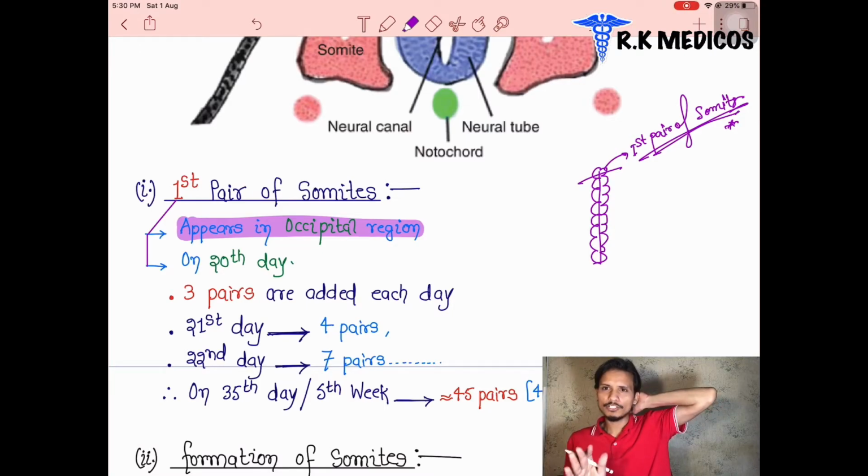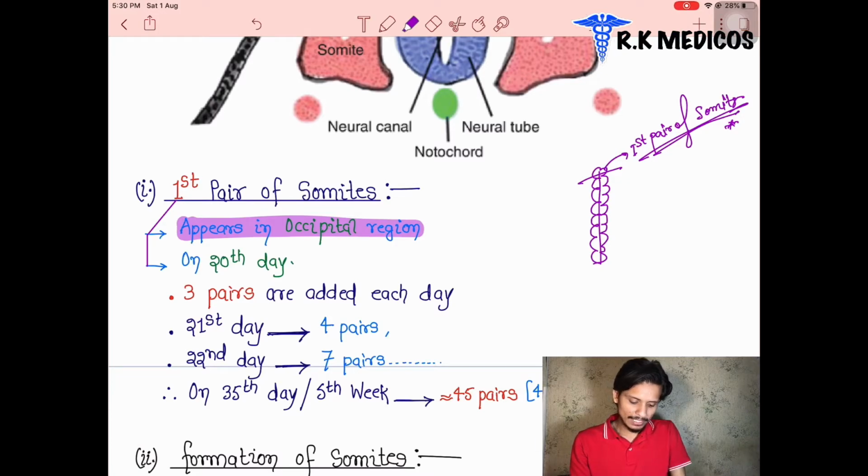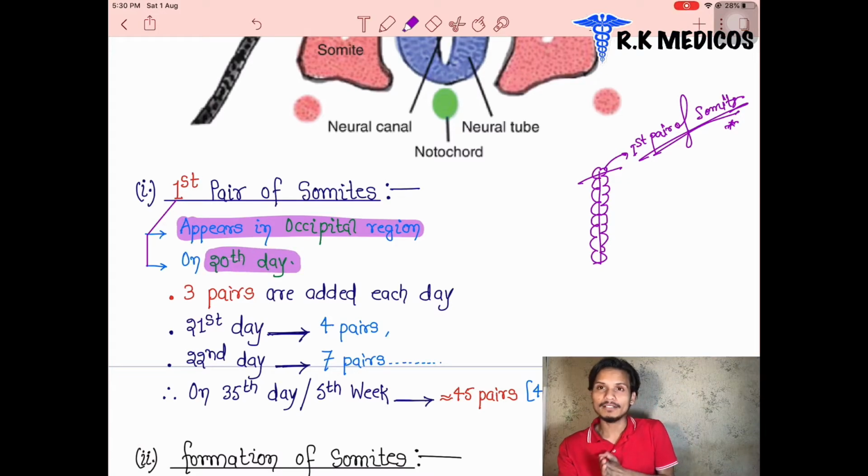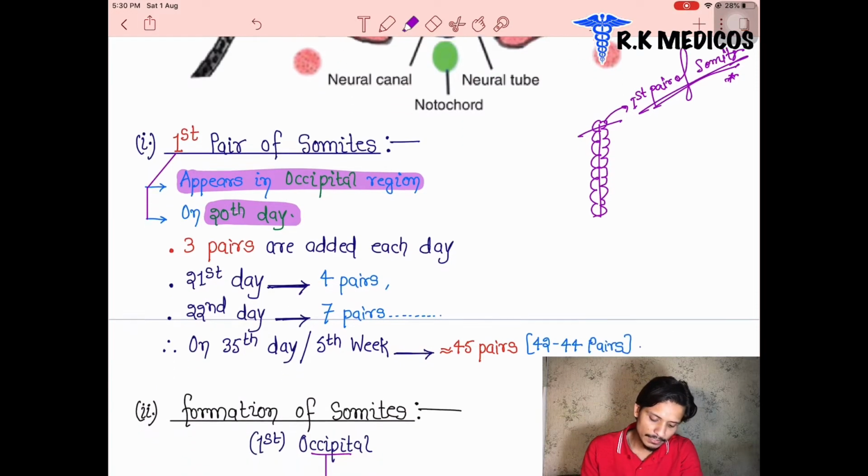Some structures of the somites are going to develop the occipital bone or the occipital region. This happens on the 20th day. The first somites are developed on the 20th day of the embryonic development, and we can say the next 3 pairs are added each day.